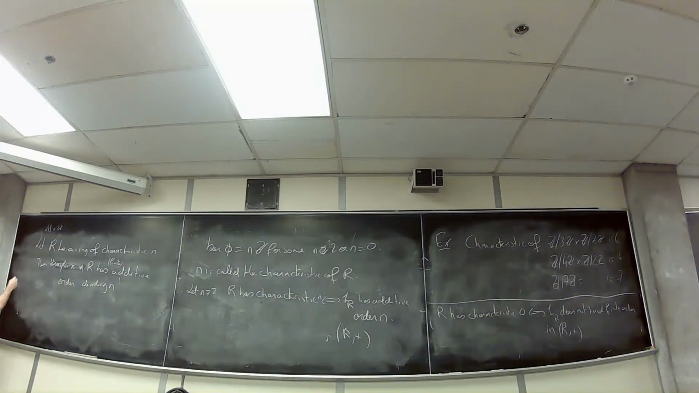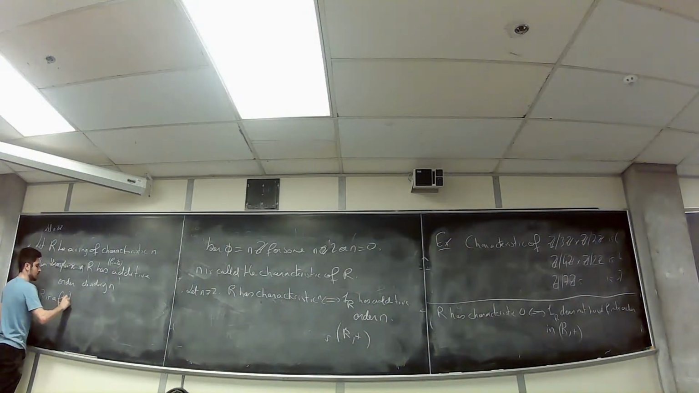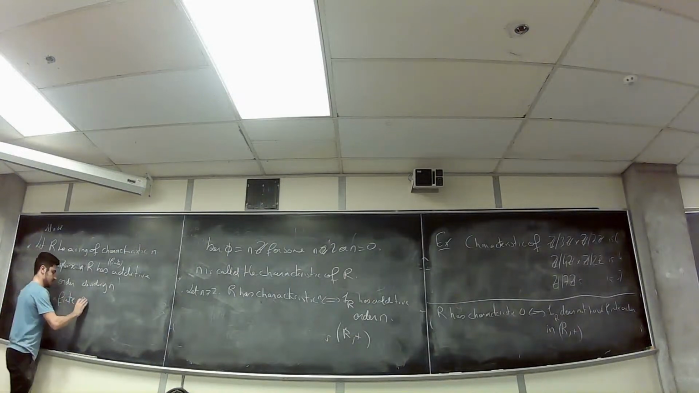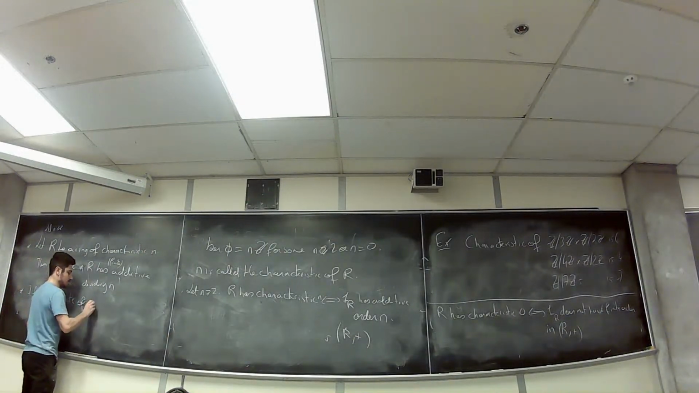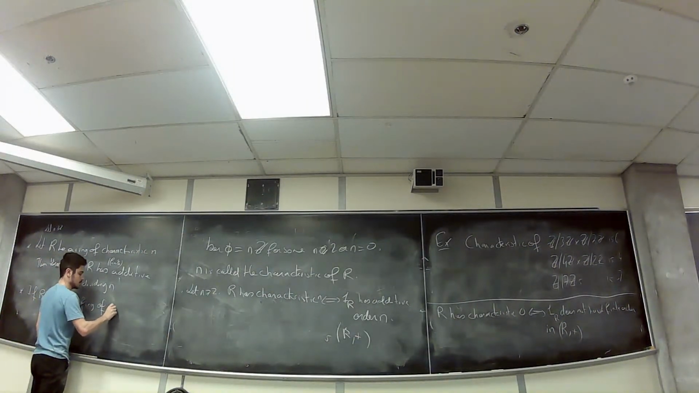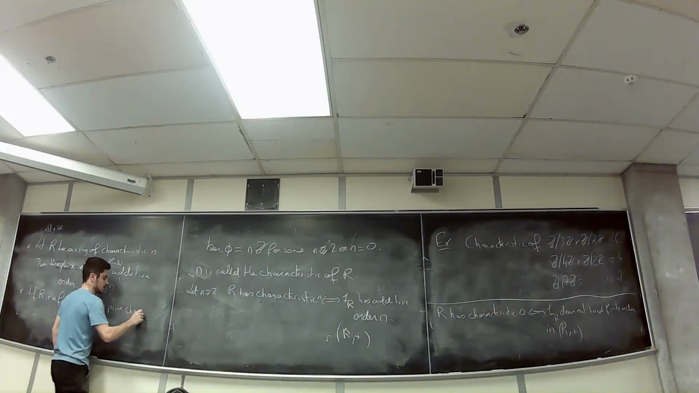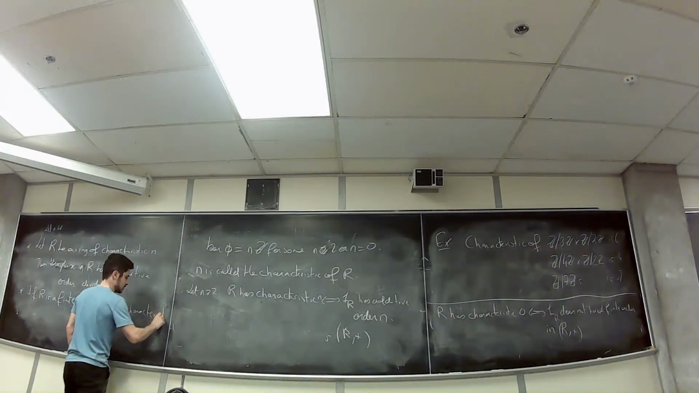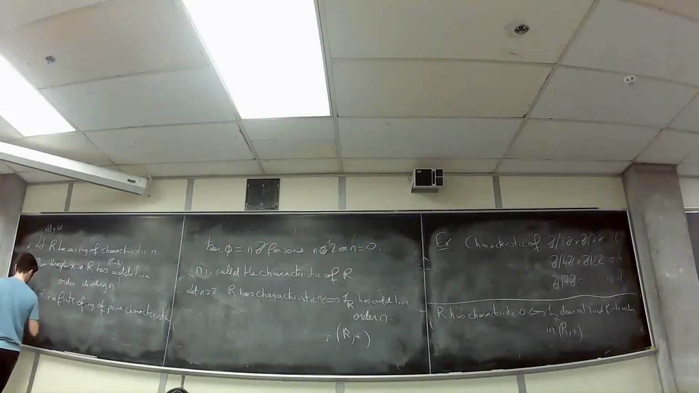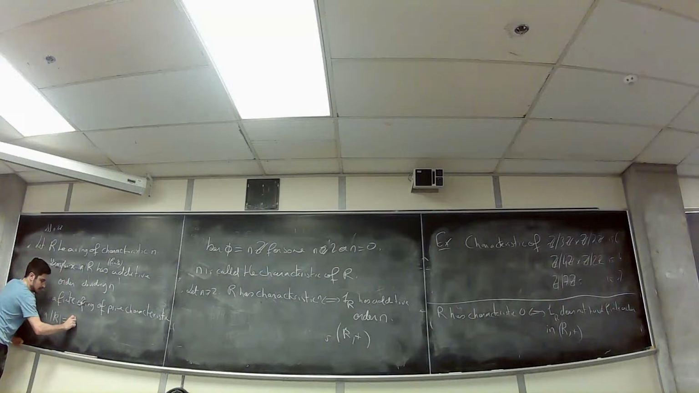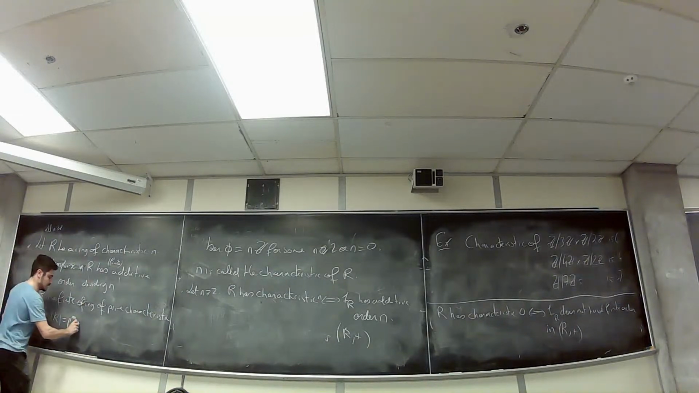Now, this is another important theorem. If R is a finite ring of prime characteristic, so the characteristic is a prime p, then the size of R is p to the m for some m.